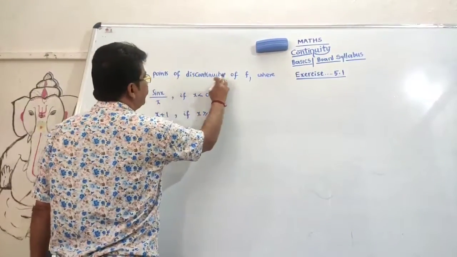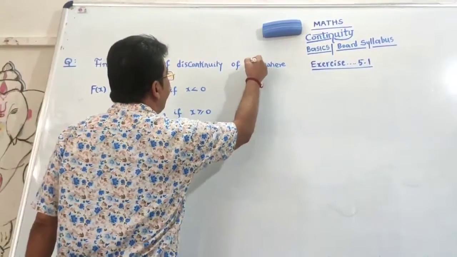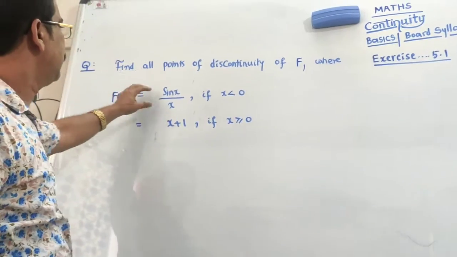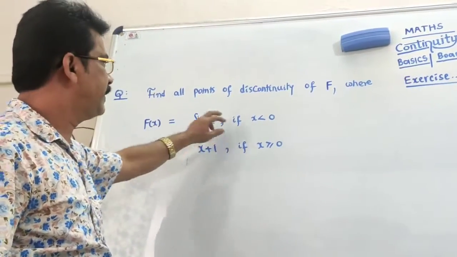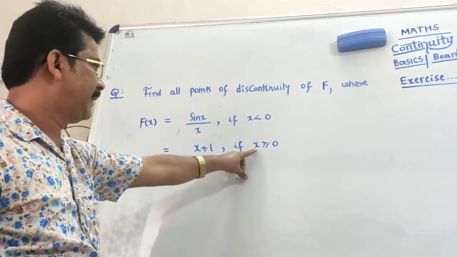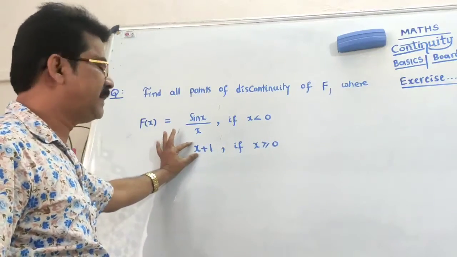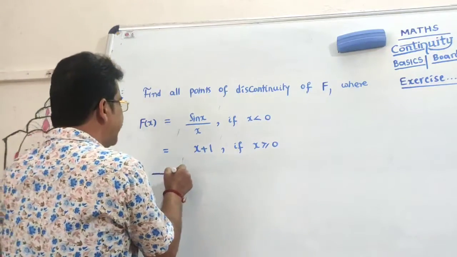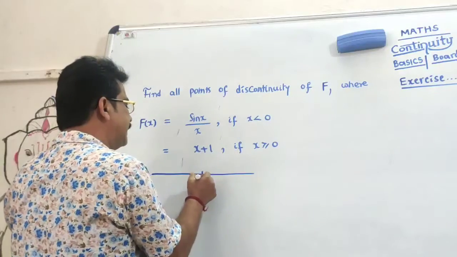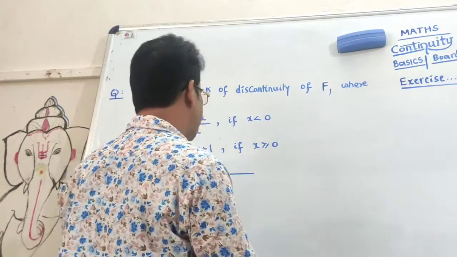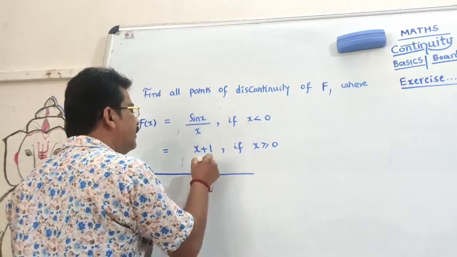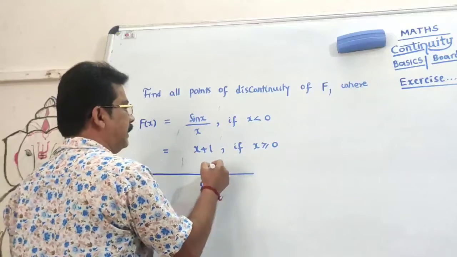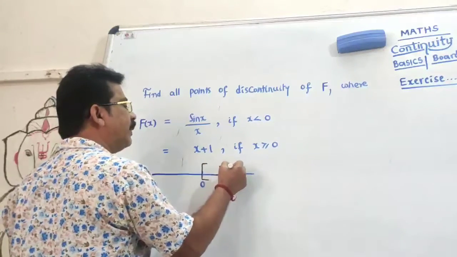Find all the points of discontinuity of the function capital F, where capital F of x equal to sin x divided by x if x less than 0, and for x greater than or equal to 0 it is x plus 1. So clearly it is a piecewise function. So first let us take the real line. It is 0. For greater than or equal to 0, since equality is there, that's why we are drawing a closed interval. In this case it is x plus 1.